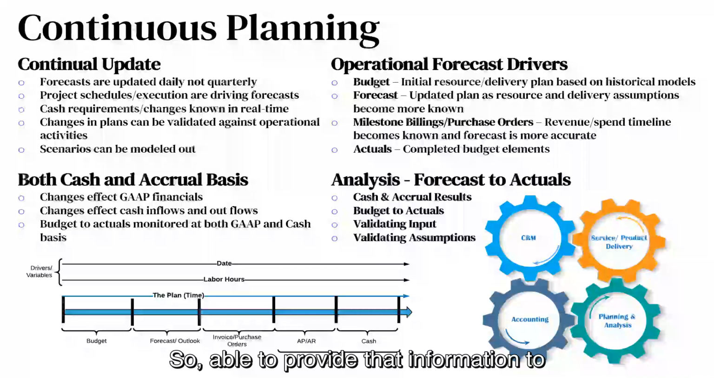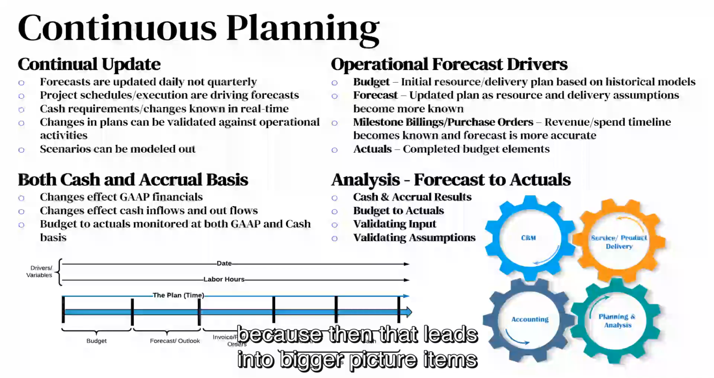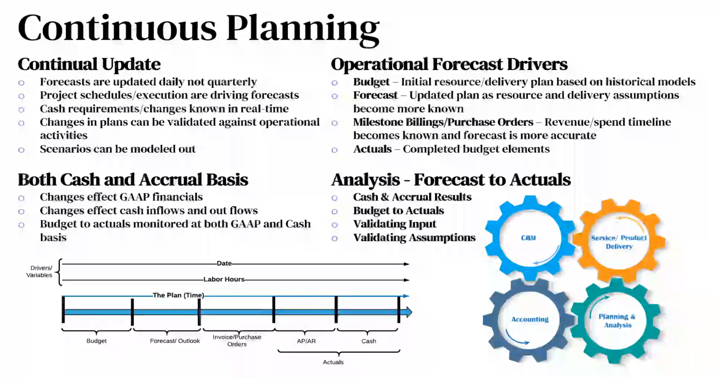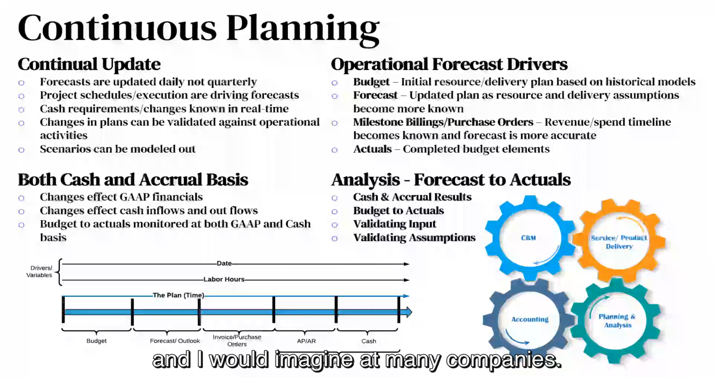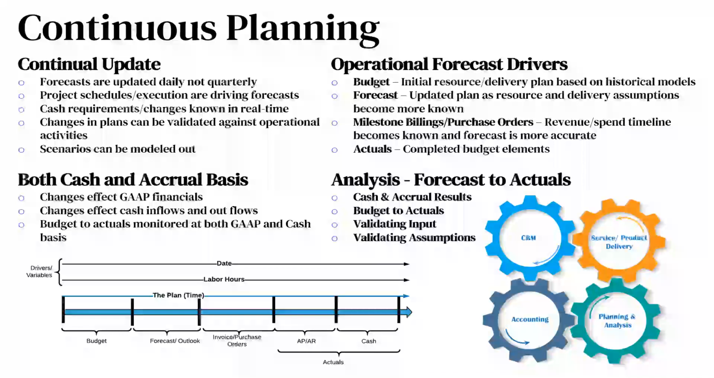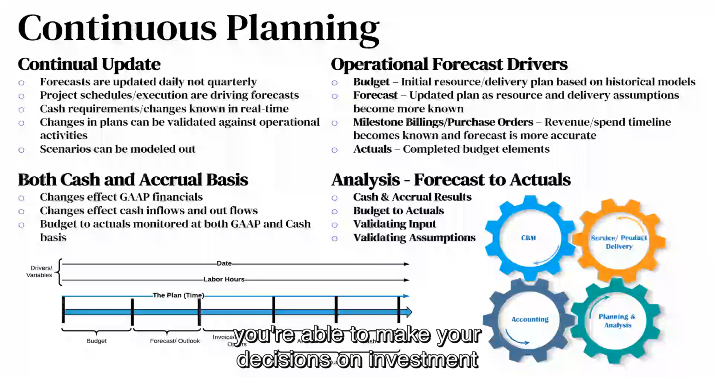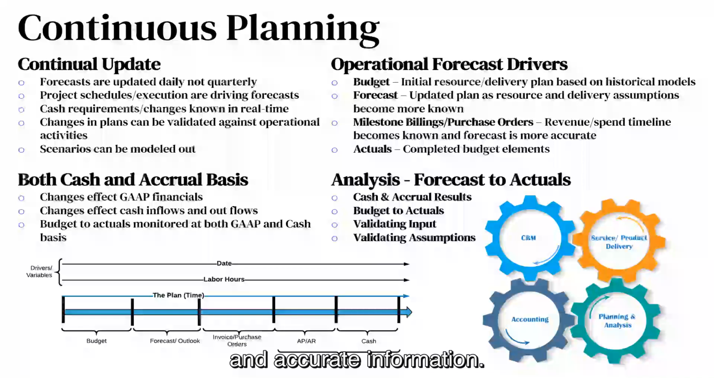Being able to provide that information to not only senior leaders, but to the executives is crucial, because then that leads into bigger picture items such as resource hiring, third-party hiring, and investment into the company. That ultimately is the goal here at Envoy, and I would imagine at many companies. And I think the whole point there is that you're able to make your decisions on investment, or don't invest, based off of real and accurate information. And that helps drive this continuous plan.